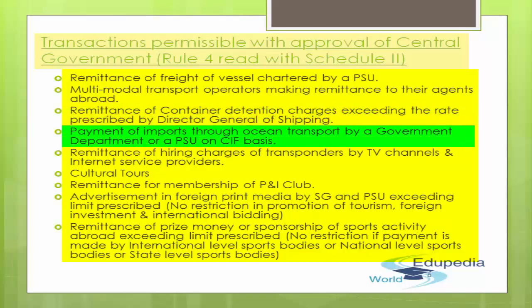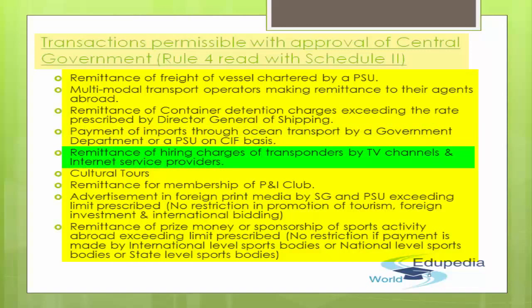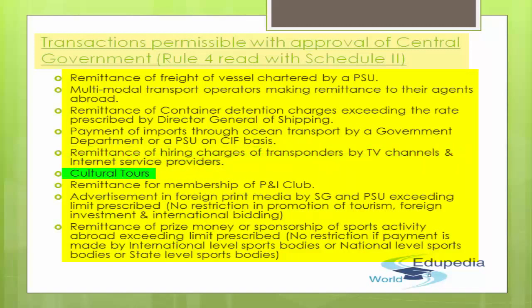Next will be the payment of imports through ocean freight, ocean transport by a government department or PSU on CIF basis. CIF simply means cost, insurance and freight charges that you need to pay. Next will be the remittance of hiring charges of transponders by TV channels and internet service providers. Next, the cultural tours which usually go on in any country. Next will be the remittance for membership of a P&I club.